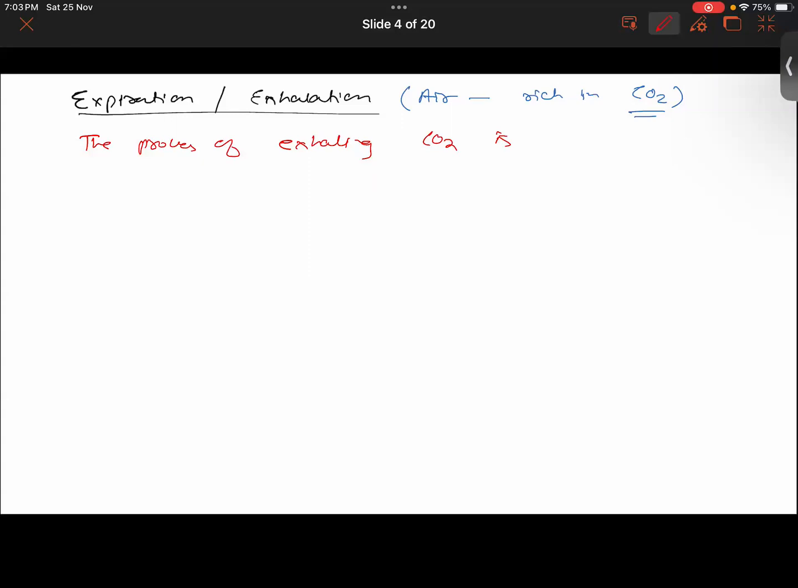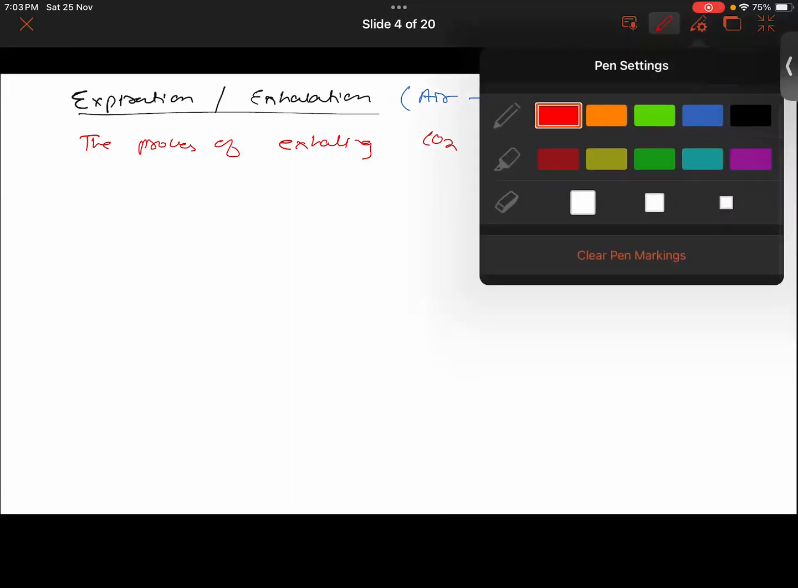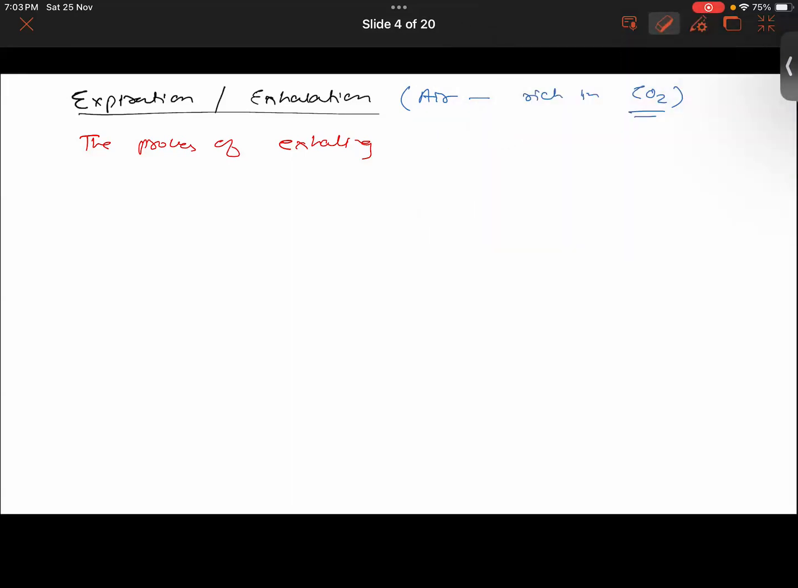In whatever manner you frame the sentence, it has to mean the same thing. But in exam, what will look better, giving out or exhaling? The process of exhaling out will be better to write. So the process of exhaling air rich in carbon dioxide is called expiration or exhalation.